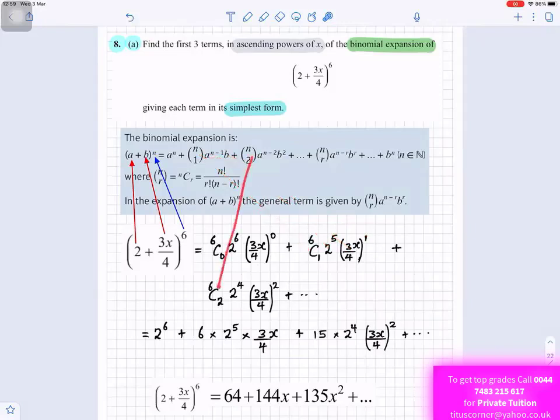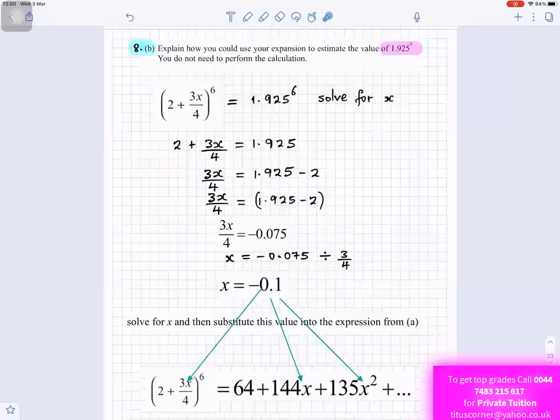After that, 6 combination 2, 2 to the power 6 minus 2 is 4, and 3x over 4 squared. And you will use your calculator to work out these values. 2 to the power 6 will give you 64. And then the second one, 6 combination 1 is 6, times 2 to the power 5 times 3 over 4 will give you 144x. And 6 combination 2 is 15 times 2 to the power 4 times 3 over 4 squared gives you 135x squared.